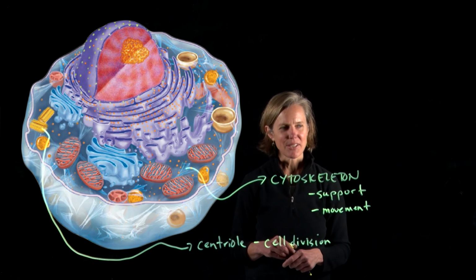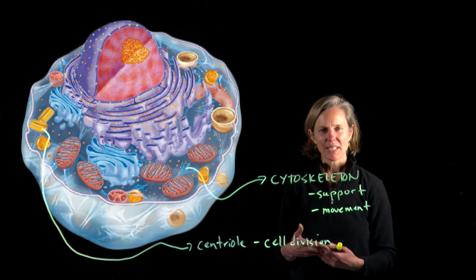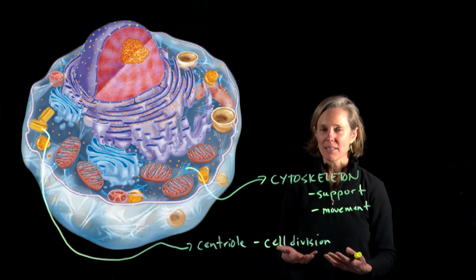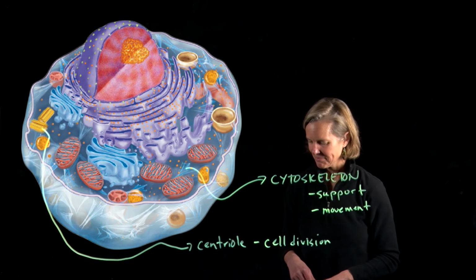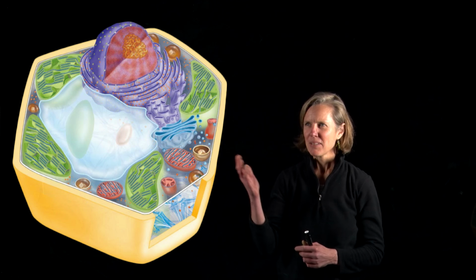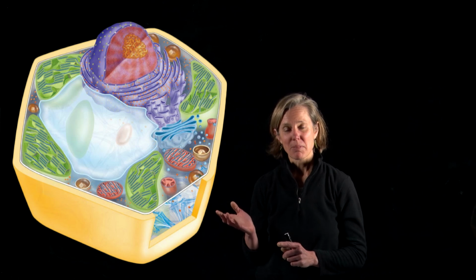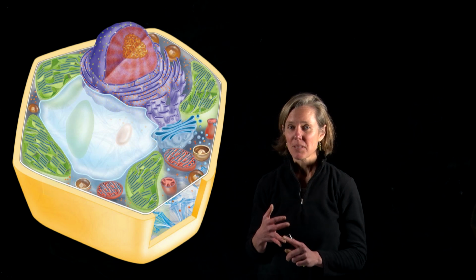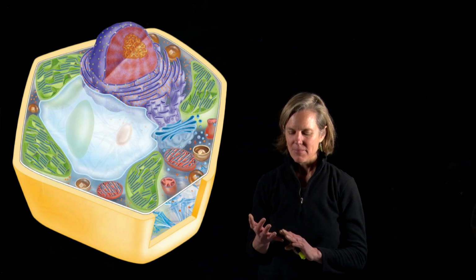Okay, now let's turn and look at some of the organelles and structures that are found in plant cells, but not animal cells. So here we have our generic plant cell. First thing I want you to notice is that you don't see centrioles in this plant cell, nor do you see lysosomes. Those are features that we only find in animal cells. Now let's look at what you find in plant cells, but not animal cells.